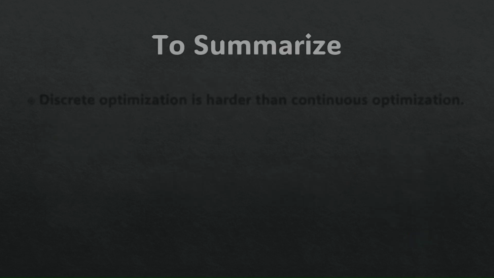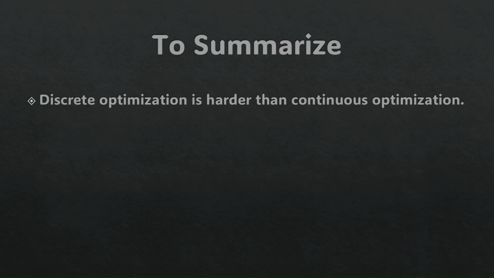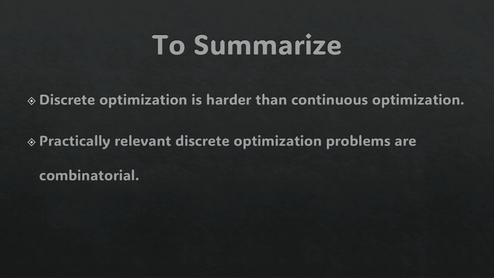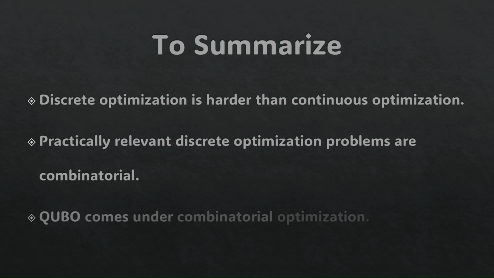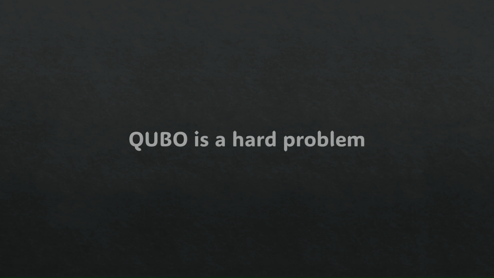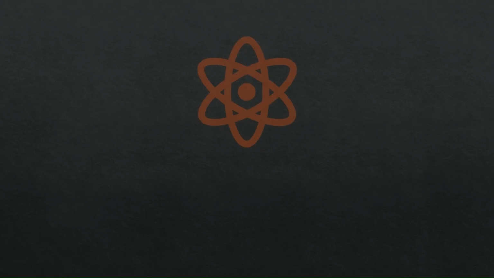So to summarize, discrete optimization is generally harder than continuous optimization. Many practically relevant discrete optimization problems are combinatorial, and QUBO belongs to this combinatorial optimization setting, specifically the unconstrained case. If all of this is overwhelming, the only key takeaway is that QUBO is a hard problem, and let's delve into understanding it better.